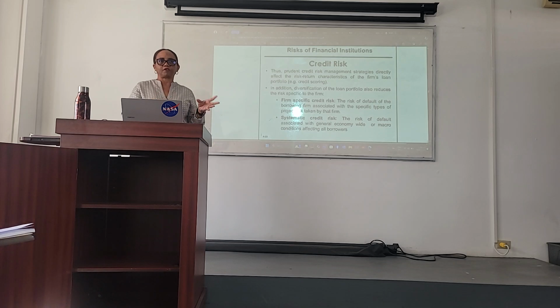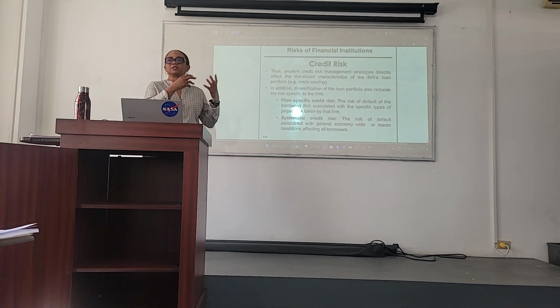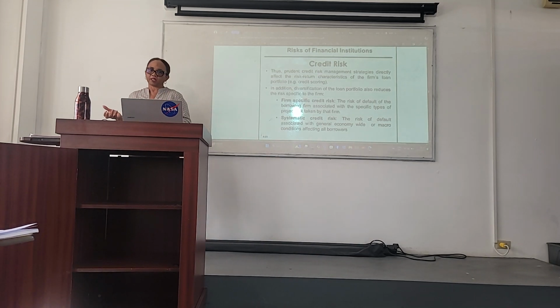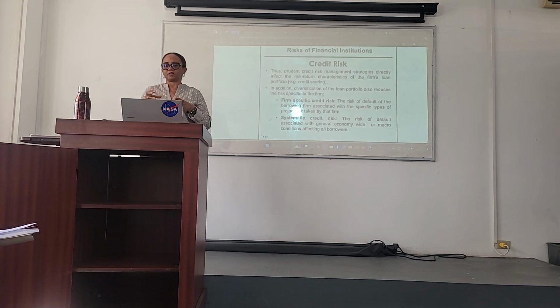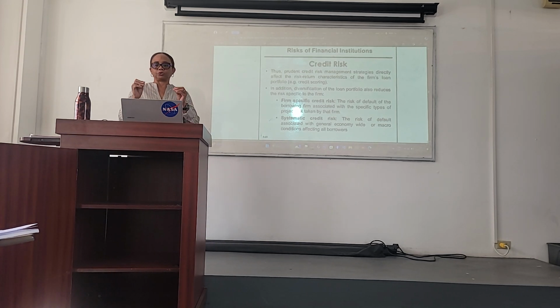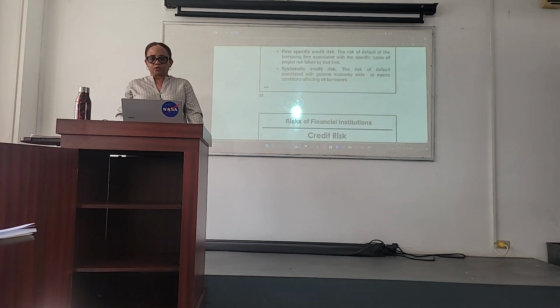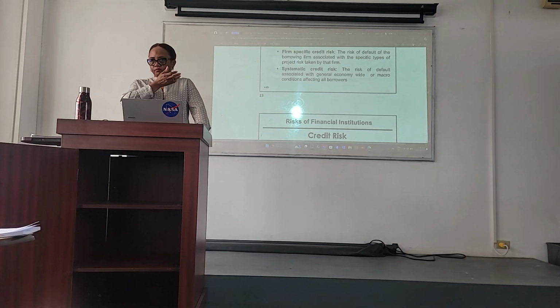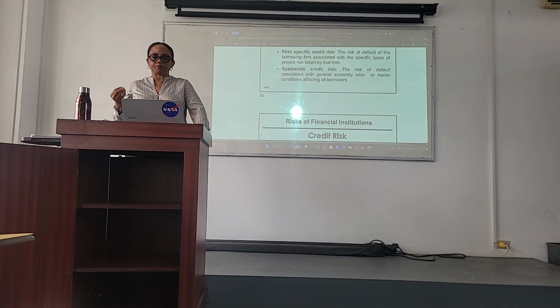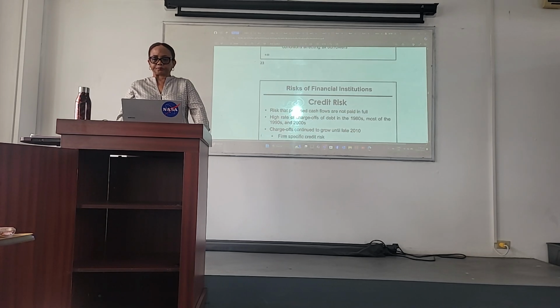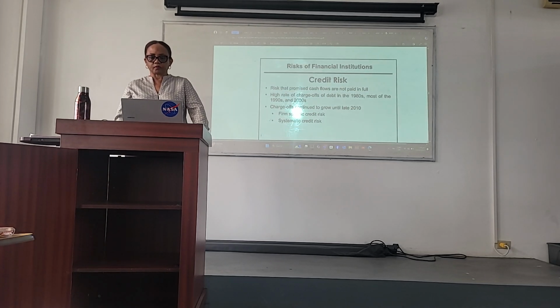So you have firm-specific, which has to do with the business that the firm is in, and then you have the systematic credit risk, which has to do with what's going on in the general economy. So whatever affects everybody that causes them to not be able to pay, that is called systematic credit risk.